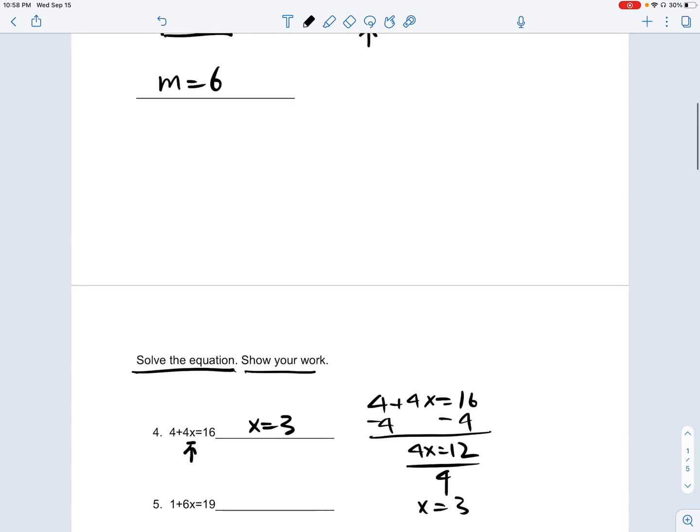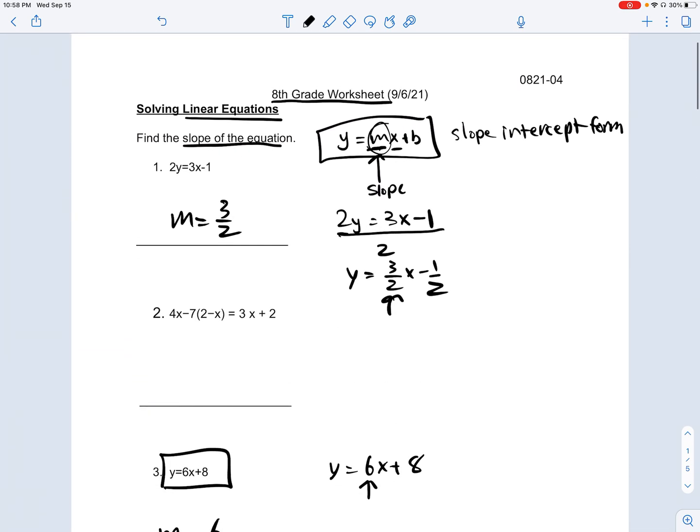That's it for the fourth worksheet for the 8th grade.